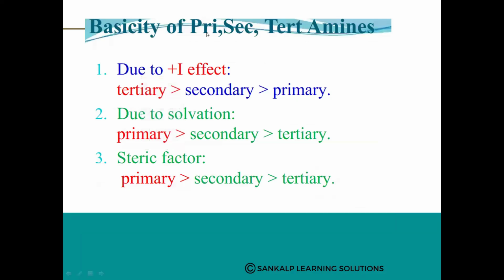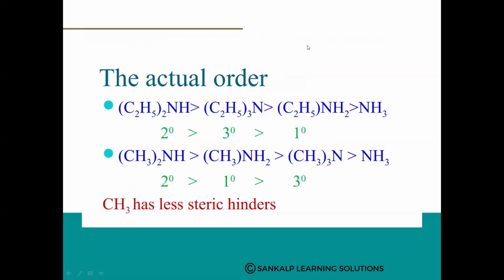So this is the basicity of primary, secondary, and tertiary amines due to the +I effect. Due to solvation, primary is greater than secondary and tertiary. And due to the steric factor, primary is greater than secondary and tertiary. So this is the actual order. You can see that the CH3 group has less steric hindrance as compared to the other groups.